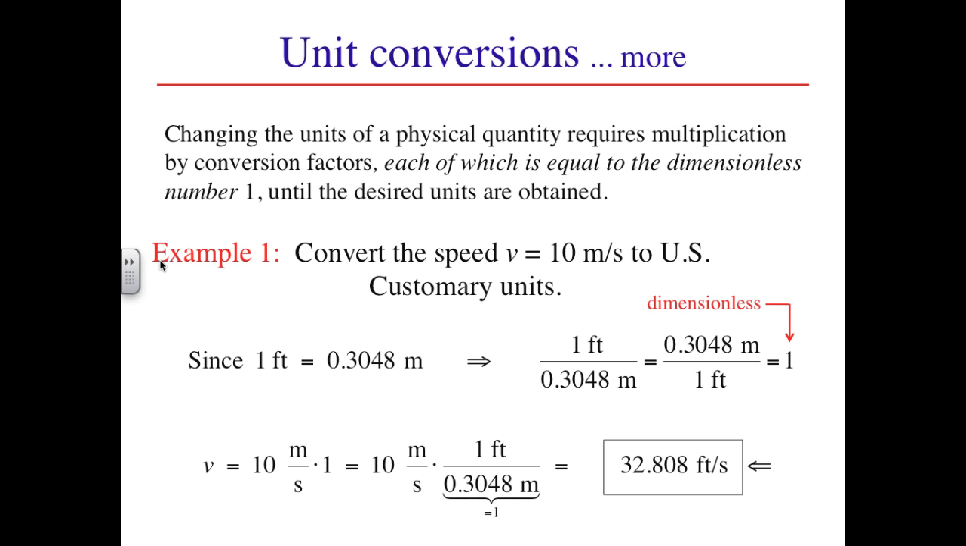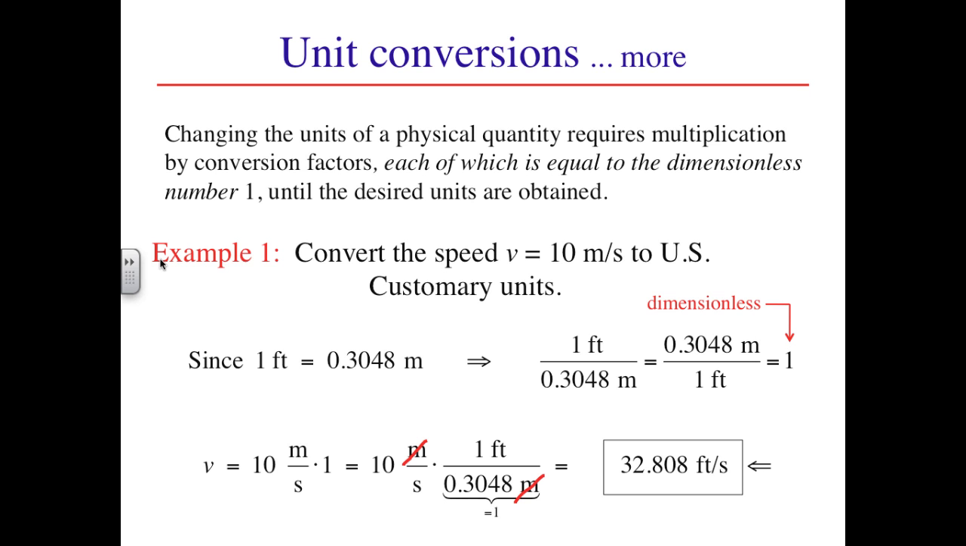In the present case, the ratio of 1 foot to 0.3048 meters is a dimensionless factor of 1, and we multiply the entity in such a way that the units cancel in numerator and denominator. This gives us, in the present example, a speed of 32.808 feet per second.